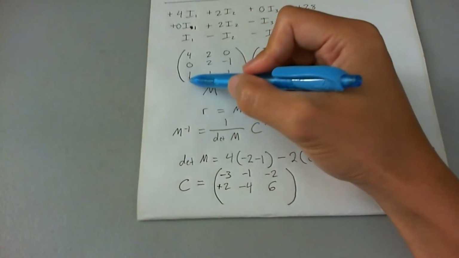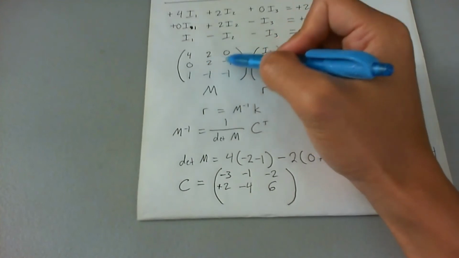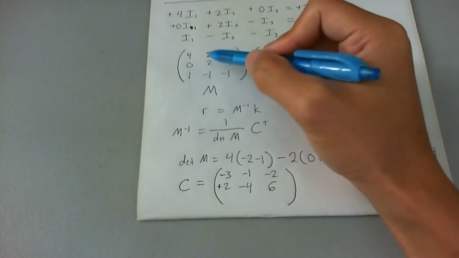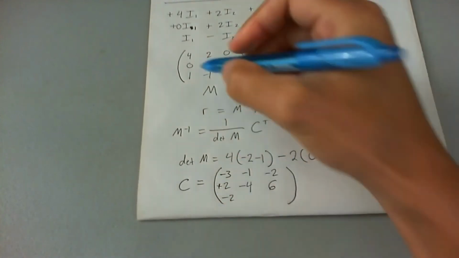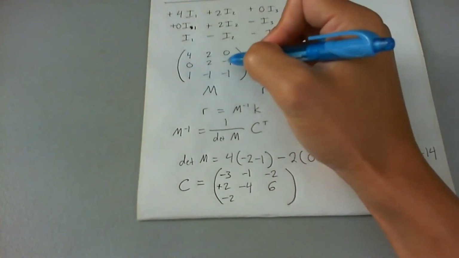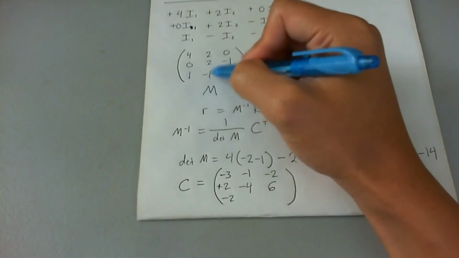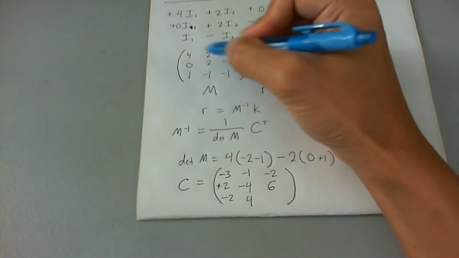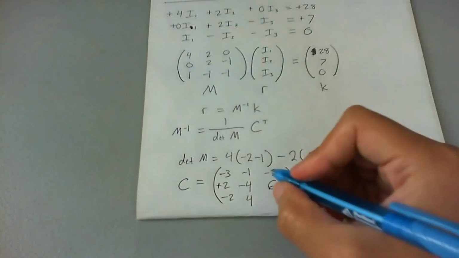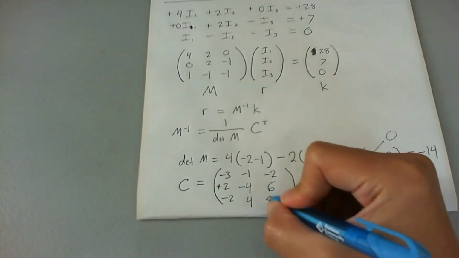For this one, it's a positive of the cofactor with these four numbers, -2 minus 0. For here, that's -4, but it's a negative of -4. And then for here, it's 8 minus 0, and it's the positive value, so it's 8.